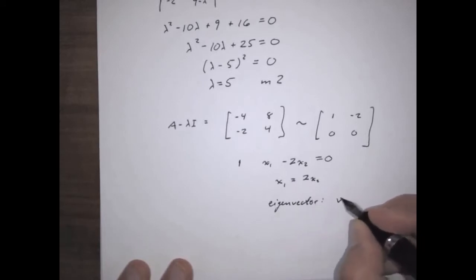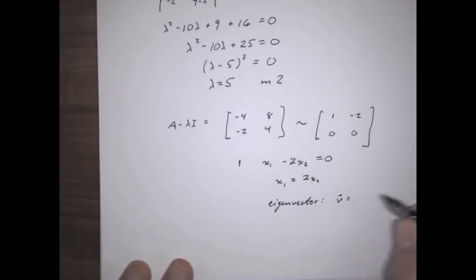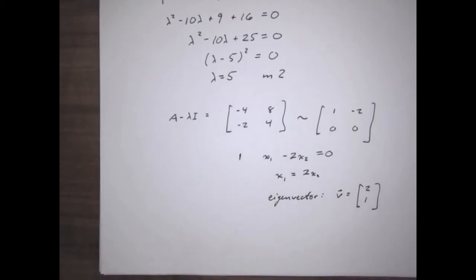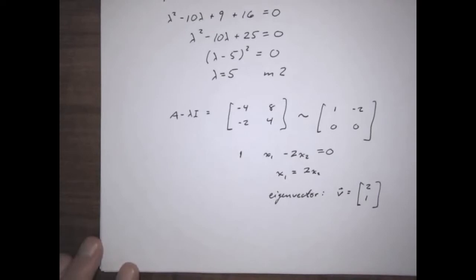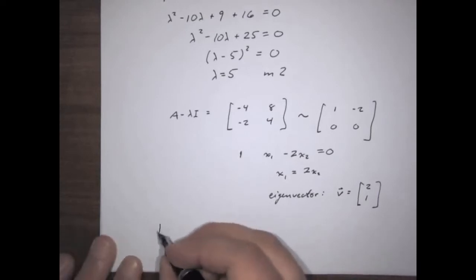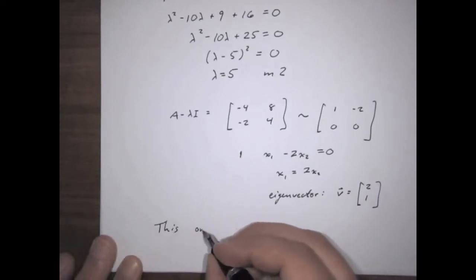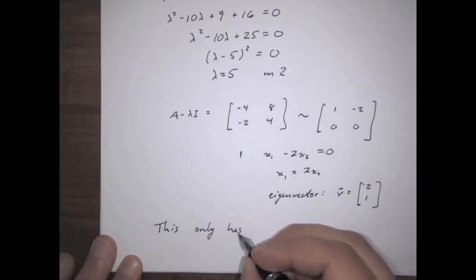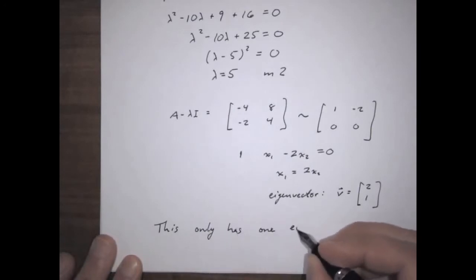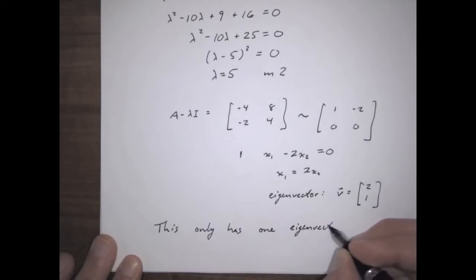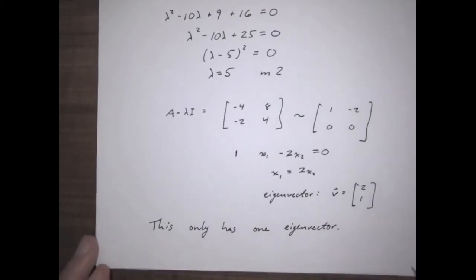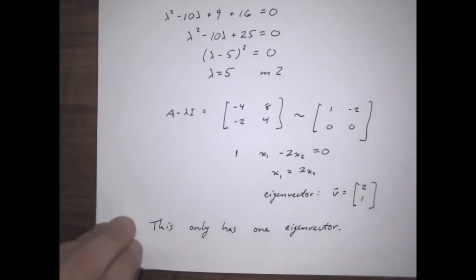The eigenvector here, v, is just equal to (2, 1). But that's the only eigenvector that we can actually produce. Any other eigenvectors will just be linearly dependent on this. So this only has one eigenvector. Well, that's a problem.